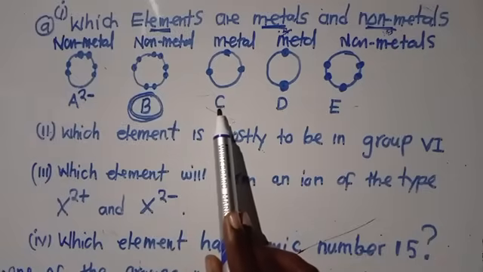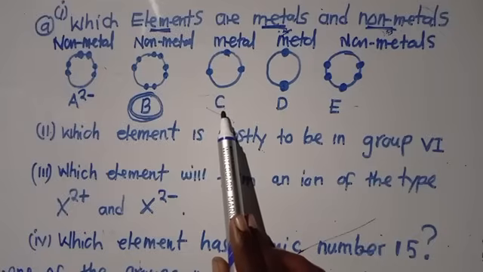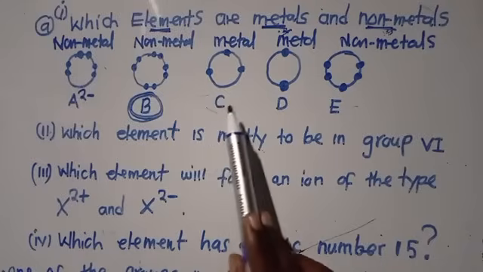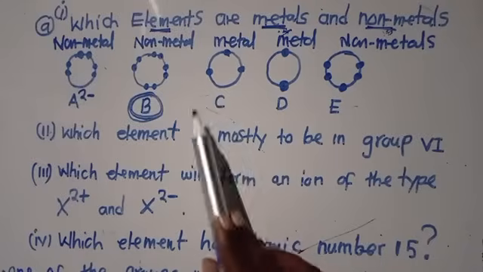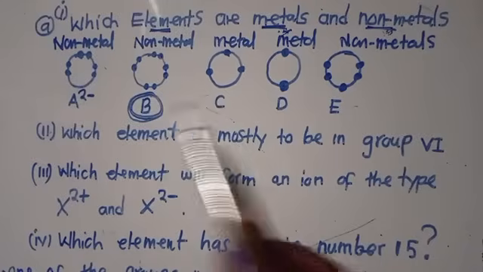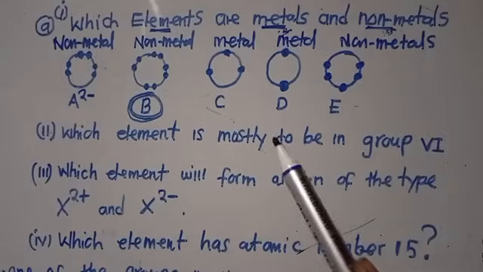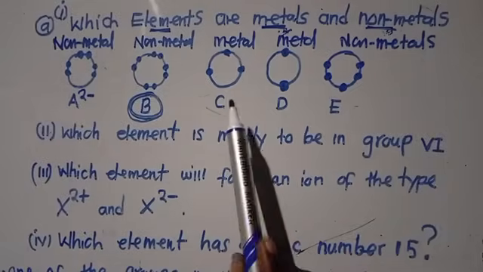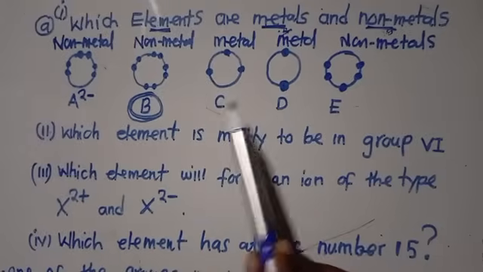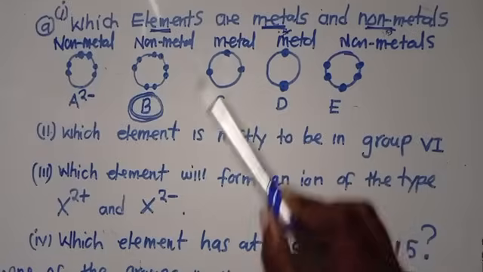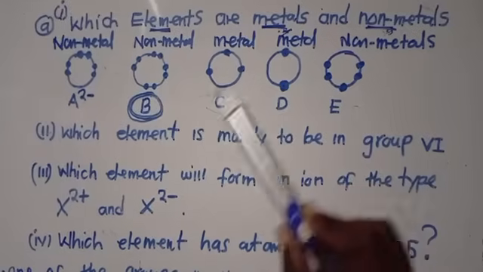What will be the charge for C? Tell me the charge for C. Is it negative or positive? And you tell me the number. Positive 4 or negative 4. So this one, what charge will this one get when it forms an ion?